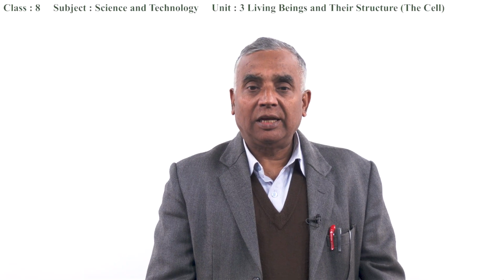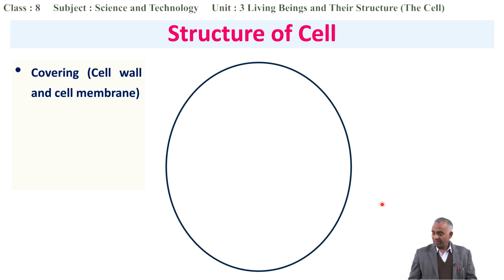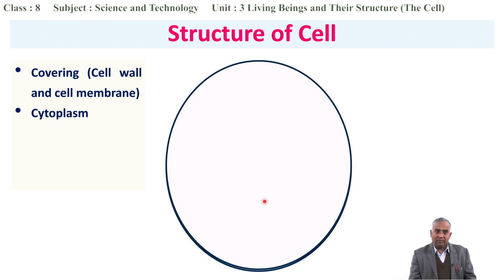So a cell consists of three major parts. One is its covering, which is shown here. That may be in the form of a cell wall. In some cases, it will be a cell membrane, the outermost covering. It is filled with cytoplasm. Here, in fact, only a part is called cytoplasm, students.